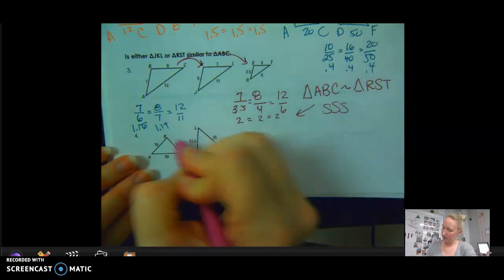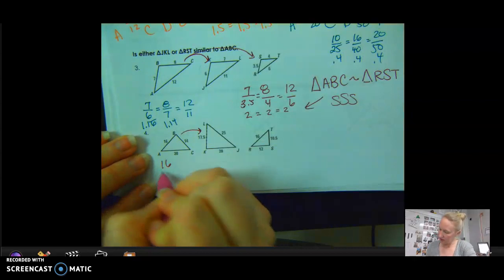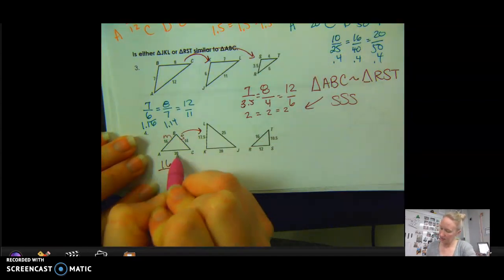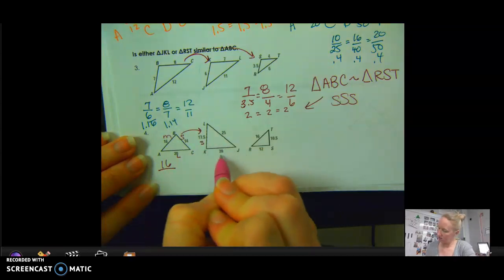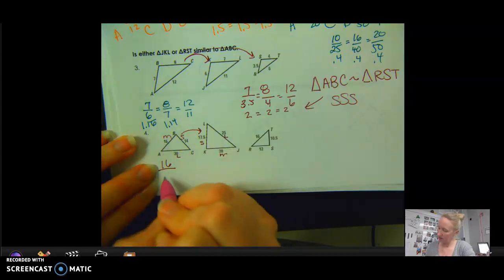They're wanting us to do the same thing here, so we'll see if this one to this one first. 16. Oh, this one's hard. This is small, medium, large side. So make sure to match it up correctly. Small, medium, large. So small, so we are starting with 16, which is my medium side.